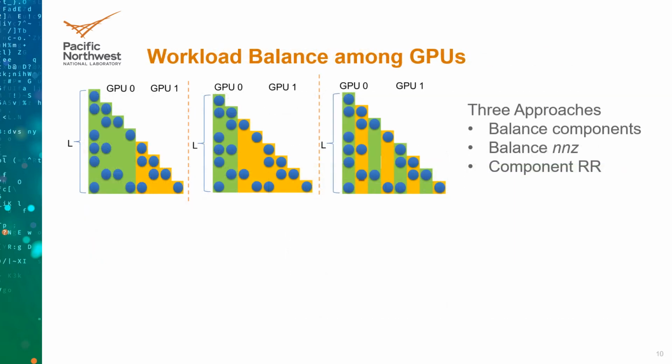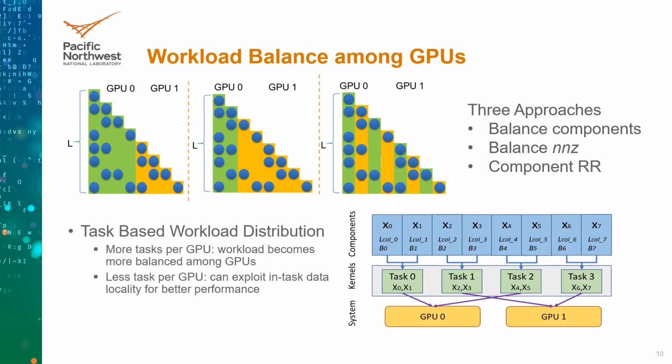Next, I will introduce the workload balance approach in our work across multiple GPU systems. There are three kinds of approach: balance components, balance non-zero values, and components ready robust, as this picture shows. In our experiments, we observe the components ready robust achieves better workload balance by ensuring that the parallel components are scheduled on different GPUs. However, scheduling each component independently increases kernel launch overhead.